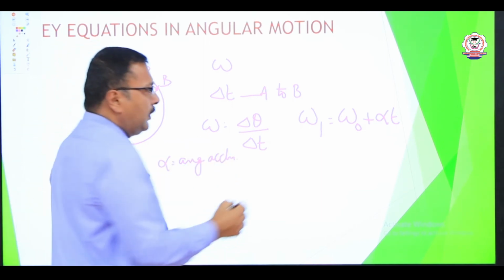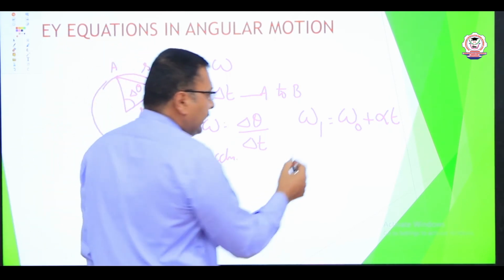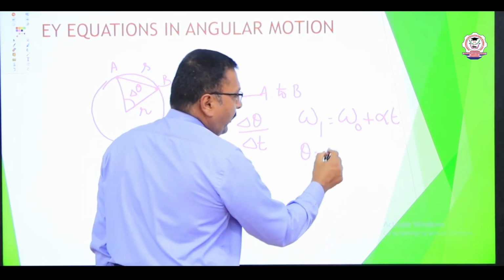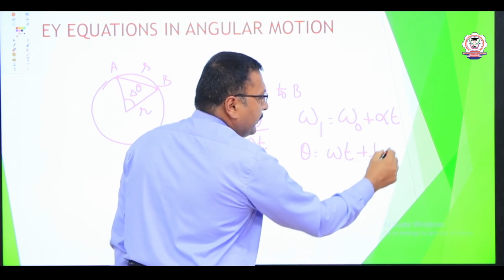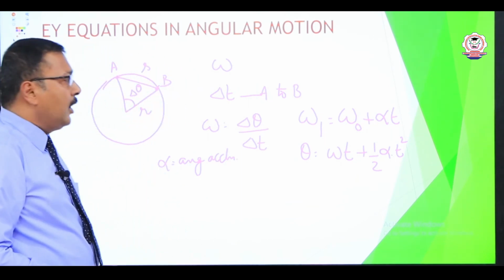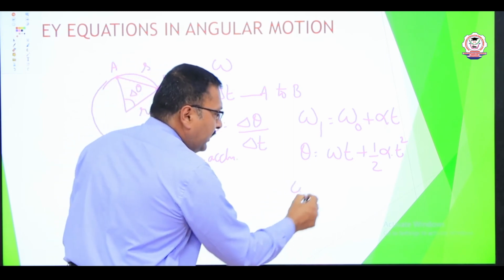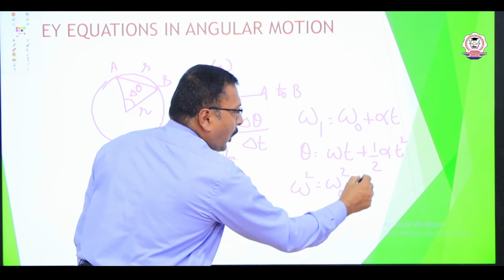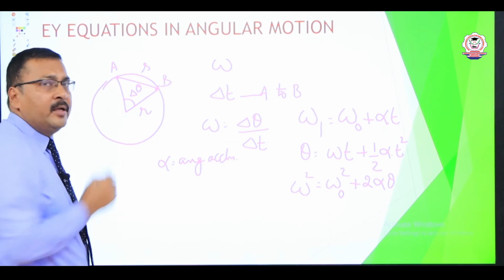The second equation: S is equal to ut plus half at square in the linear motion. Here S becomes theta, u is omega naught, so theta is equal to omega naught t plus half alpha t square. So this is my second equation on determining theta. What is the third equation? Omega square is equal to omega naught square plus 2 alpha theta. Wherever the value S comes, I am taking the value as theta.